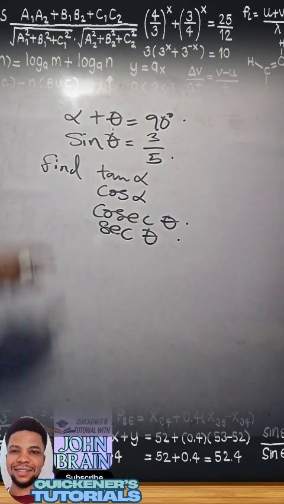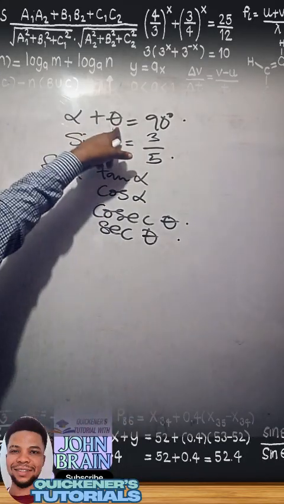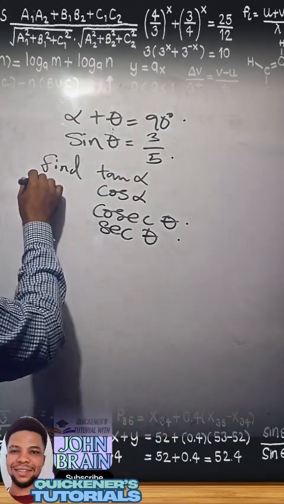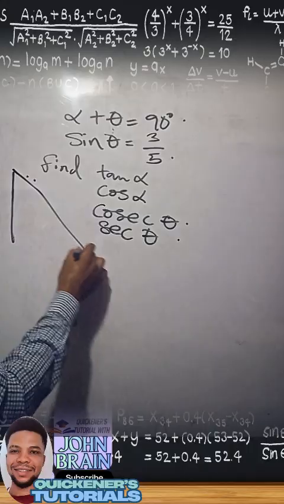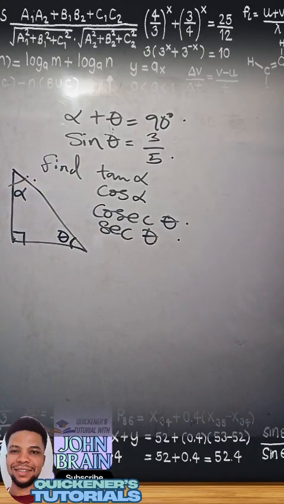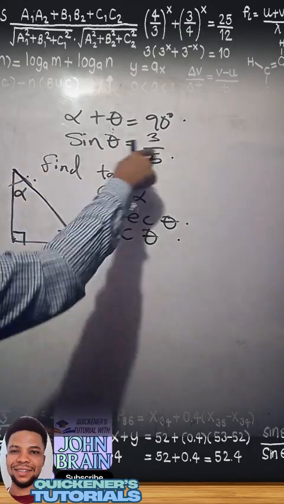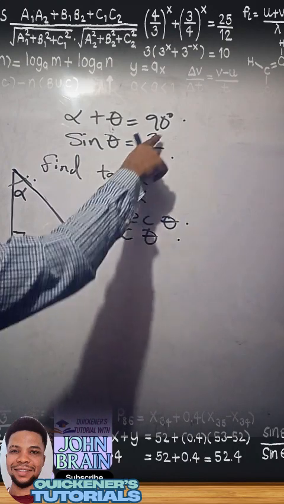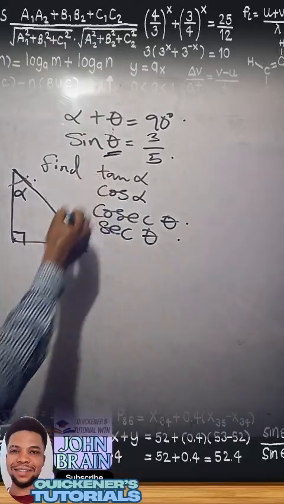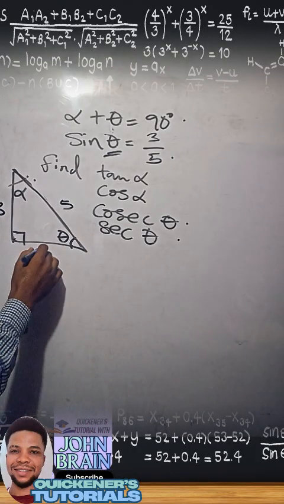Take note: this expression shows that both theta and alpha are in the same right angle triangle, with theta at one side and alpha at the other. So 3 over 5 is opposite over hypotenuse. Remember, I'm dealing with theta now. Opposite theta is 3, hypotenuse is 5, and then we'll look for this side. Let's call it x.